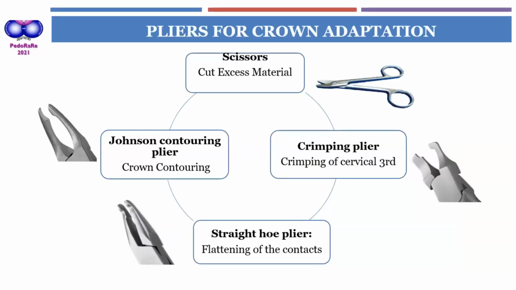So which are the pliers for crown adaptation? Now I have reduced my tooth and given an ideal reduction. Now we start looking at the crown. We have selected the crown. As I told you, we have 3 crowns. We use scissors to cut excess material. Then we have Johnson's contouring plier for crown contouring, then the crimping plier for crimping of the cervical third, and the straight hoe plier for flattening of the contacts.